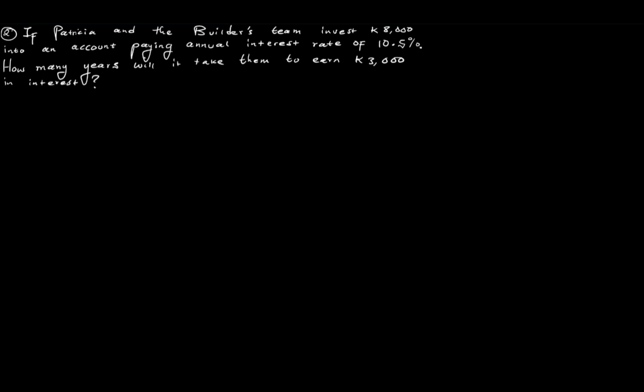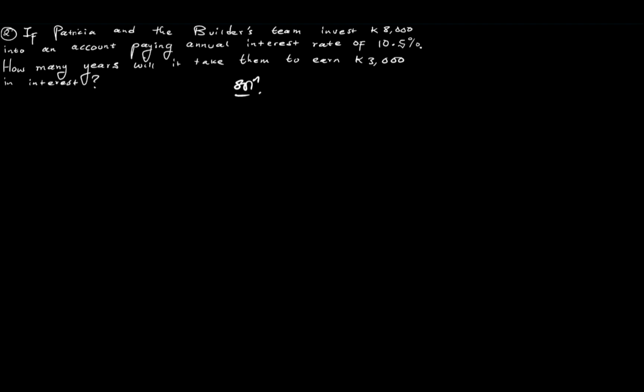Now in problem number 2, it reads to say, if Patricia and the builders team invests 8,000 kwacha into an account paying annual interest rate of 10.5%, how many years will it take them to earn 3,000 in interest? All right, let's solve this. So let's get the key things we have in this question. What are the key things?